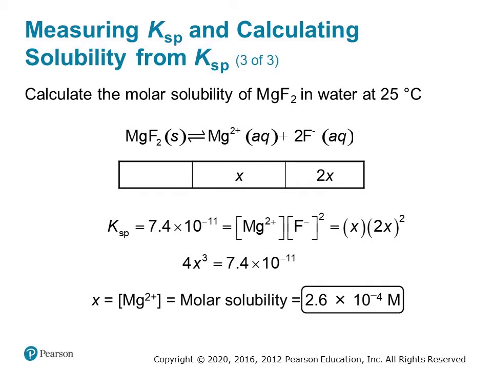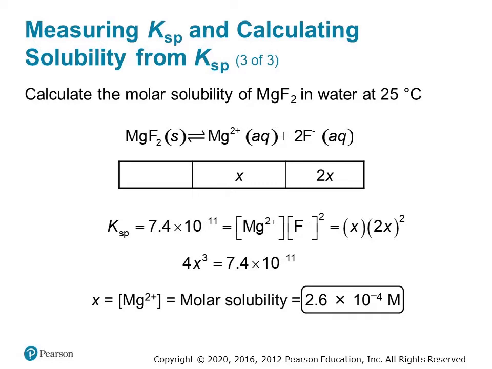Another example: if we know the Ksp value for magnesium fluoride, we can find its molar solubility in water at 25 degrees Celsius. When MgF2 dissolves and dissociates, it produces 1 molar equivalent of magnesium 2 plus ions and 2 molar equivalents of fluoride ions, as seen in the balanced chemical equation here. Since pure water contains neither of these ions, they have initial concentrations of 0, and due to the stoichiometry, we add values of x and 2x respectively for magnesium and fluoride concentrations to reach their equilibrium levels.